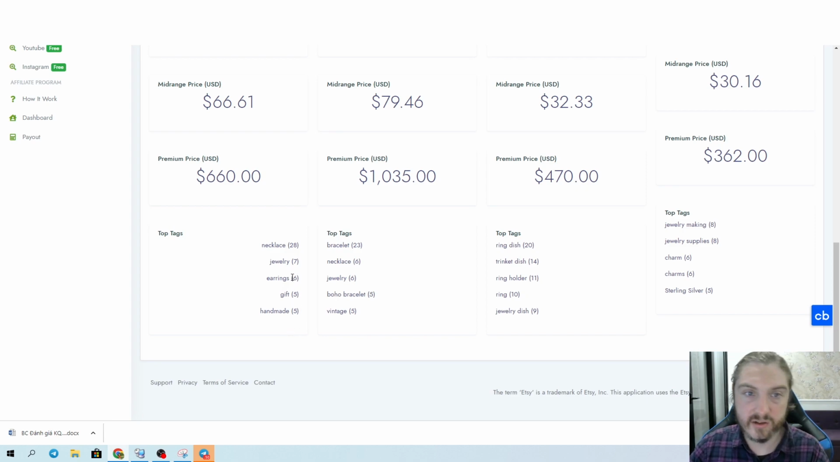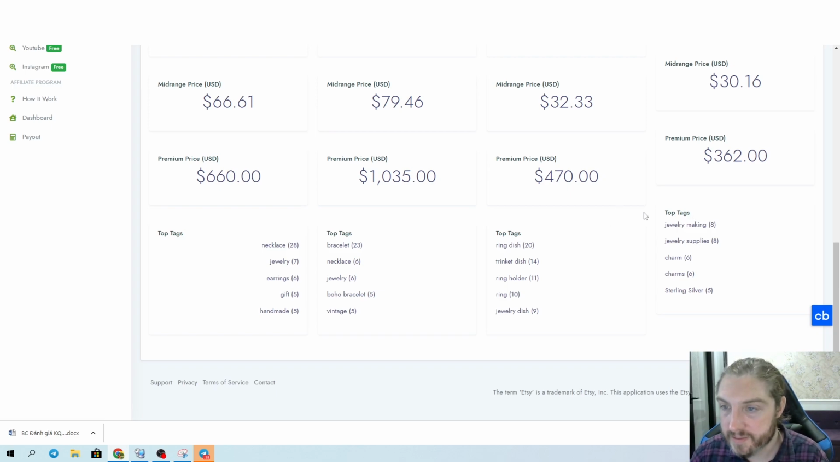You can have it homemade, or you can have it with some earrings maybe to go with a necklace, or a vintage, maybe a very old bracelet or an old style. The ring one's a little bit different. It does have a jewelry tag, but most of these are almost like long tail keywords or long tail tags as such. Ring dish, trinket dish, ring holder, rings. So these are more to do with the types of rings you can get.